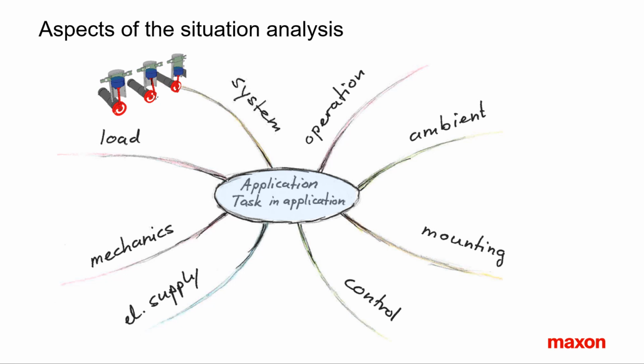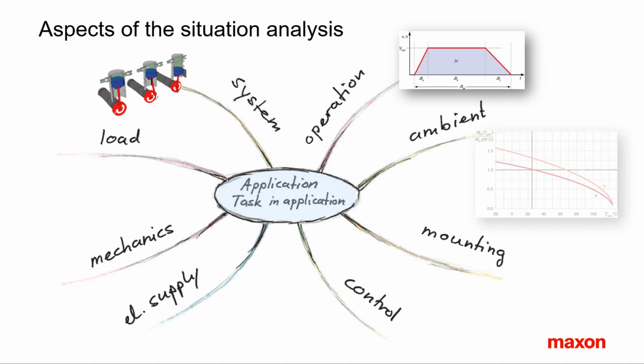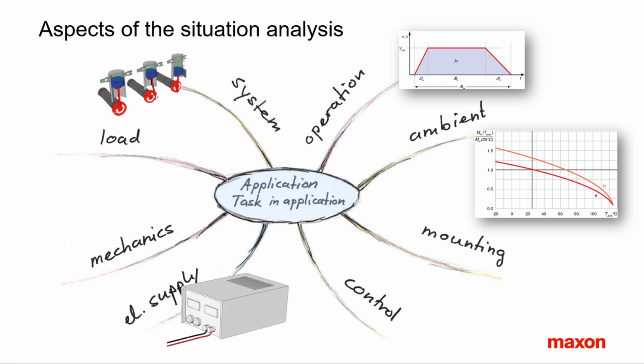These 8 aspects define a given application quite well from a technical point of view. Note that they are not independent from each other, hence there's no need to go through them in the order presented here. First, operation, duty cycle, motion profiles, idle duration. Second, ambient conditions. Think of temperature, humidity, vacuum, vibration, noise, electromagnetic susceptibility. Third, electrical supply. How much current and voltage is available?